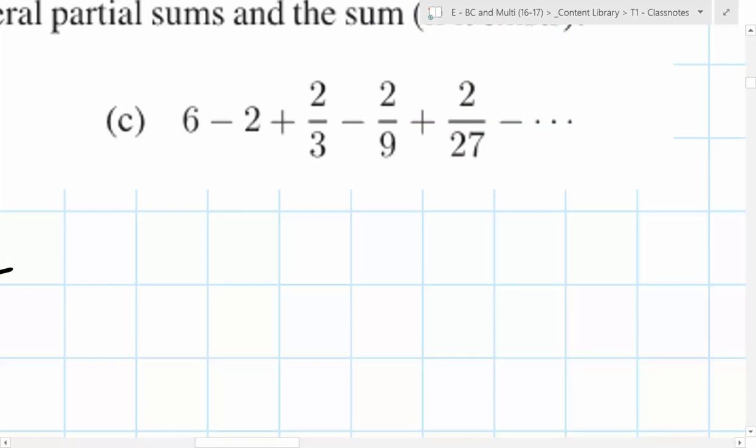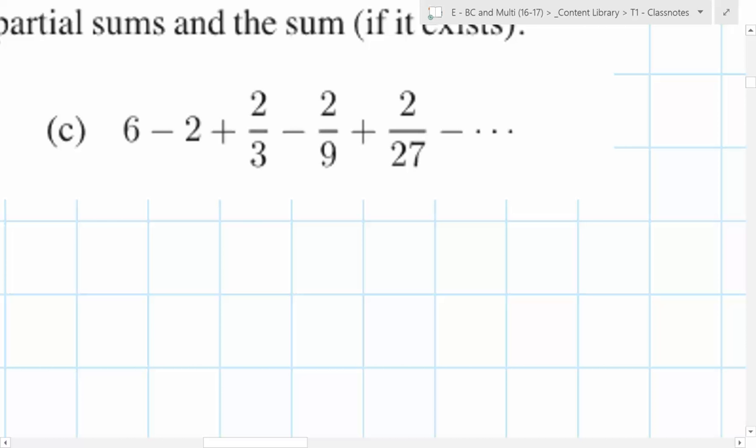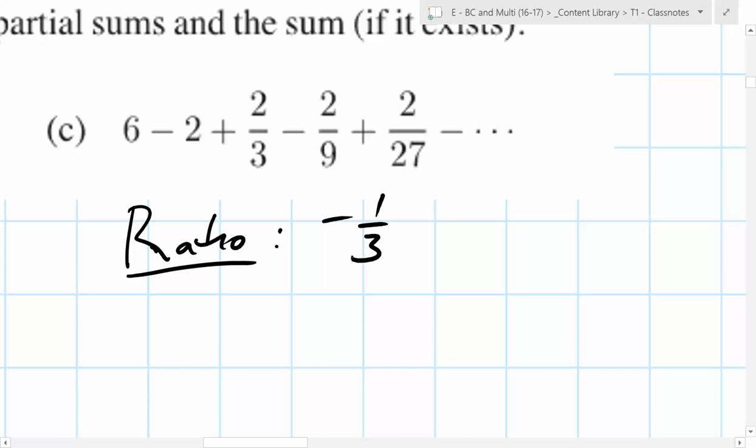Okay, moving on. What about this one? Is this, first of all, a geometric series? How do you know if it's a geometric series? There's a common ratio. Constant ratio. That's fine. Seema, what is the constant ratio in this case? What do you do to 6 to turn it into 2, to 2/3, to negative 2/9? What's the ratio? Close. Divide by negative 3. So the ratio is what? What's the common ratio? Negative 1/3. The ratio is negative 1/3.